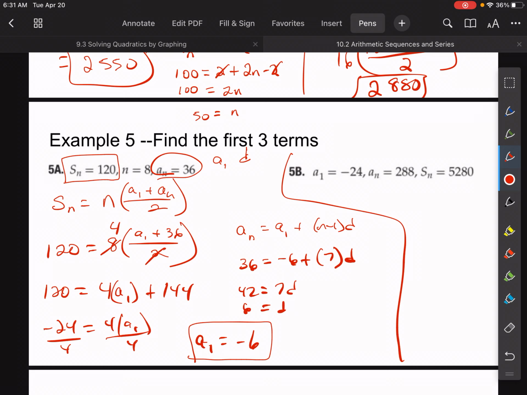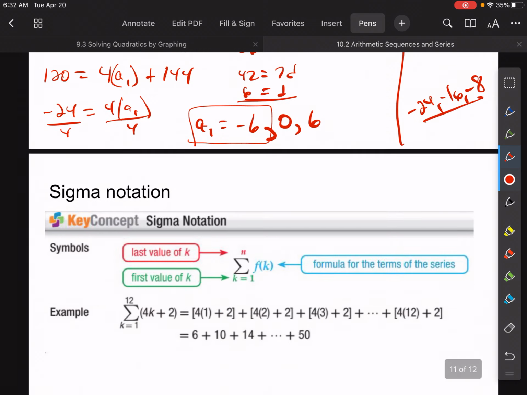All right, so the first 3 terms of the sequence will be negative 6. That's my a1. Since my common difference is 6, I'm going to add 6 to the previous term. I get 0. And then if I add 6 again, I get 6. So we get negative 6, 0, and 6. Go ahead and try 5b out on your own. I'm not going to do it here, but negative 24, negative 16, and negative 8 should be what you get for your answer on 5b.